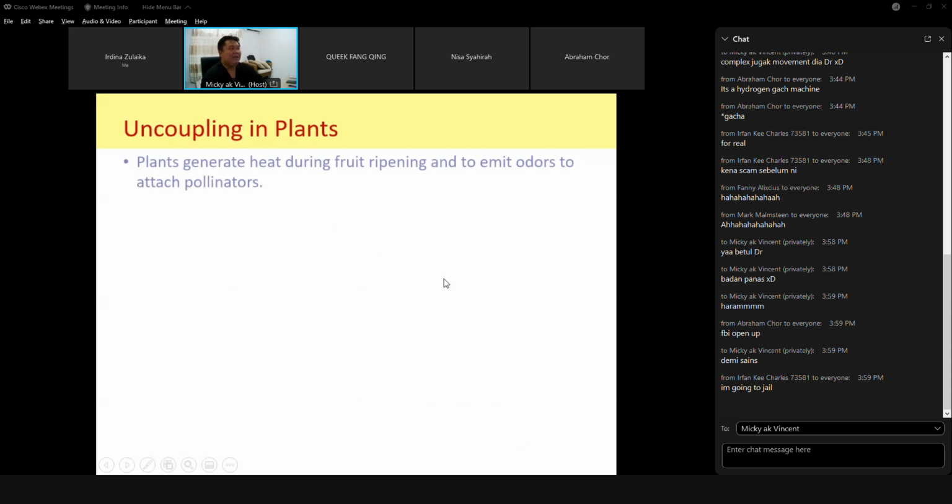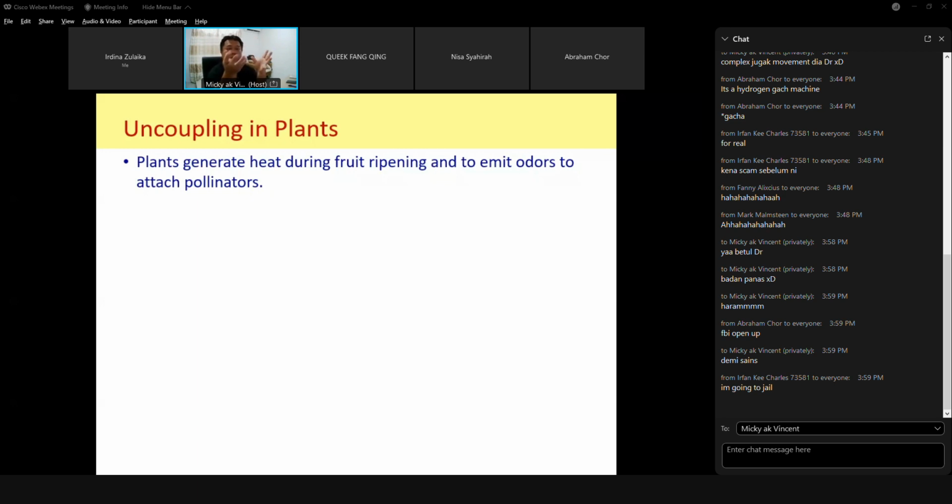Alright, now in plants, uncoupling is also quite common, especially kalau tumbuhan itu dia nak panggil haiwan ataupun dia nak panggil pendem bunga. So plants generate heat during fruit ripening. They also perform heat release. Kenapa? Supaya dia mengeluarkan bau, to emit odors, to attract pollinators. Macam saya katakan tadi lah, it's a way for them to memanaskan bunga dia atau memanaskan badan tumbuhan lah, so that odor will go out.